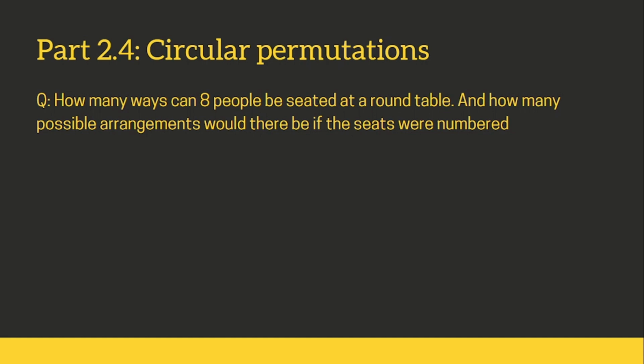So, the example is: how many ways can 8 people be seated at a round table? And then this is our second part: how many possible arrangements would there be if the seats are numbered? So the difference in the second part of the question is that in the first part, the seats are not unique. But when you go to the second part, the seats are unique. And so in that case, you don't necessarily need to use circular permutations.